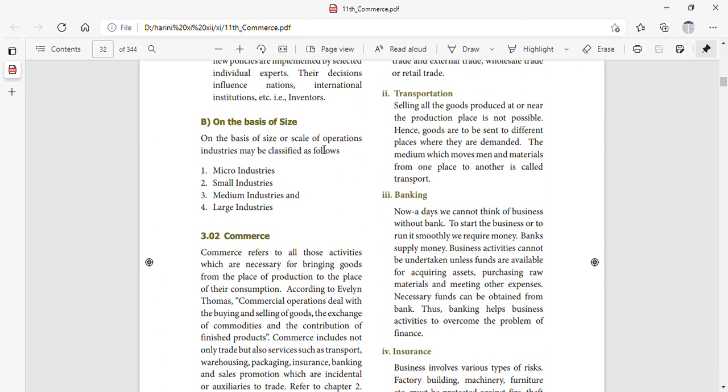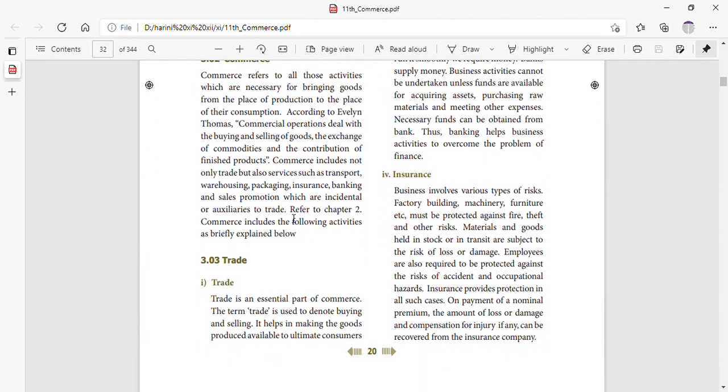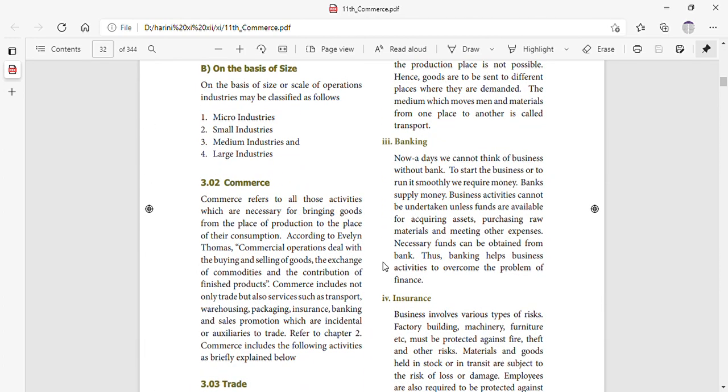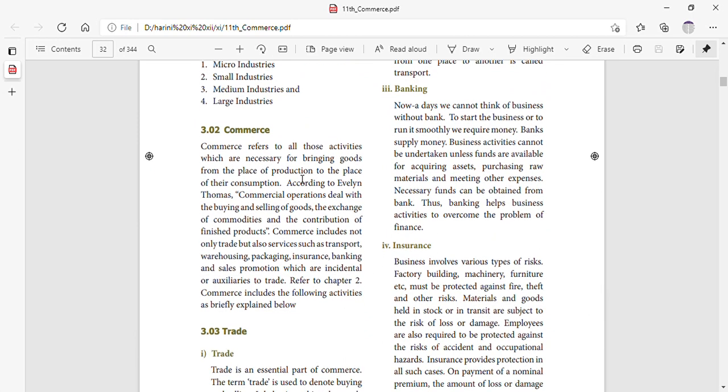So on the basis of size, they classify industry into micro. Micro is very small, ரொம்ப சின்னது. Next are small industries, medium industries and large industries. Commerce, we have already dealt with in detail in the second lesson. Commerce is the act of buying and selling goods. Everything that happens between buying and selling will come under commerce.